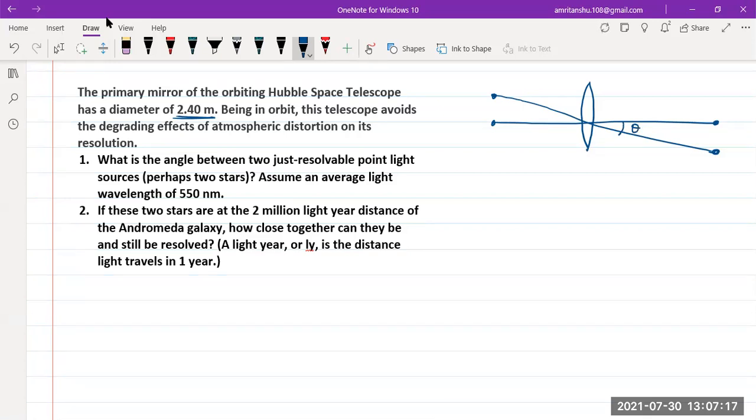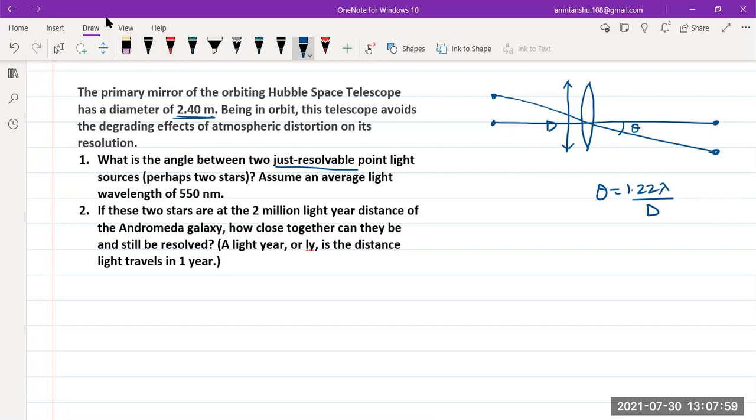As we have said, the angle between them should be theta equals 1.22 lambda by d. This is the condition for just resolved images. It could be well resolved and we can calculate the distance between these two stars, but that's a different story. In case it is just resolved, the angle between these two points will be 1.22 lambda by d. D, I told you, is the aperture of this lens. So let's first calculate what this theta will be with this aperture of the lens.